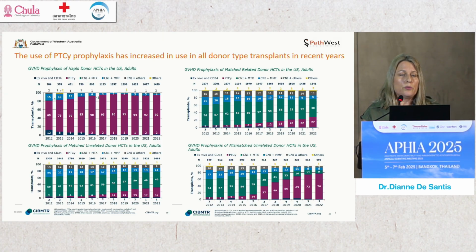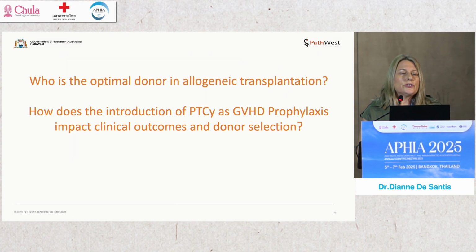So you can see here in the red the increase in the use of PT-Cy, and this data is from the US. So who is the optimal donor when an 8 of 8 matched unrelated donor is not available, or a matched sibling? And how has the introduction of PT-Cy as GVHD prophylaxis impacted on clinical outcomes and donor selection? So there have been a number of studies out of Europe and the US which have investigated the optimal donor, looking at both HLA and non-HLA factors. And again, this is the focus of this talk.